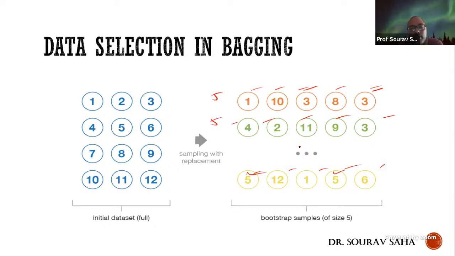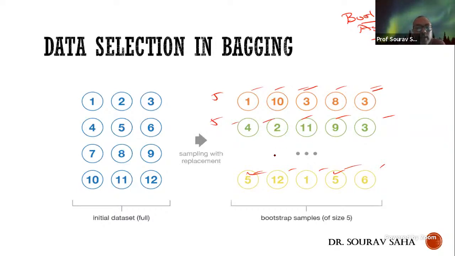Bagging is one of the most used techniques for ensembles. Bagging stands for bootstrap aggregation. I'll repeat: bootstrap aggregation. In the bagging technique, first I create the bootstrap samples, which is sampling with replacement of identical sizes.